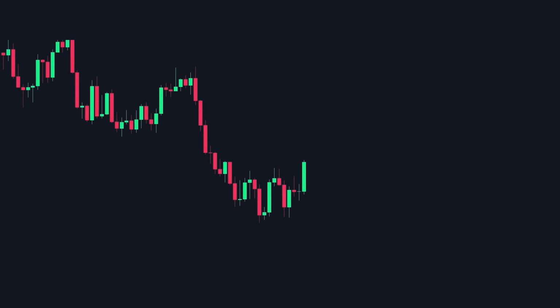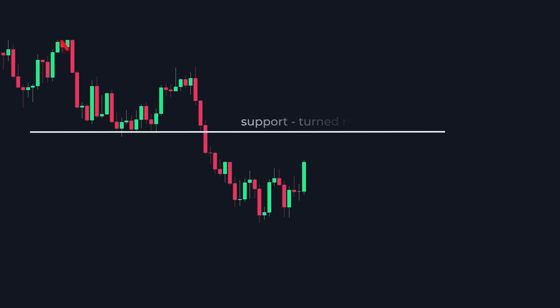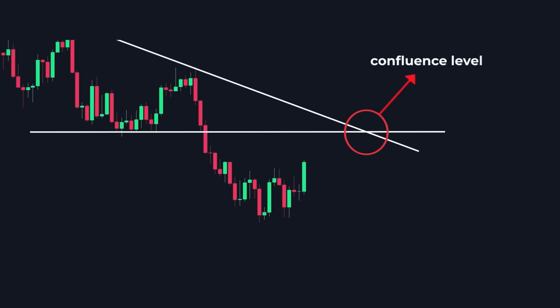Here's another powerful example using confluence levels. In this chart, price is in a downward trend and has formed a support turned resistance level. This happens when price initially respected a level as support, but then broke below it and is now approaching it again from underneath, making it a resistance level. But notice something even more significant. Price has also created 2 lower highs, forming a strong downtrend line.